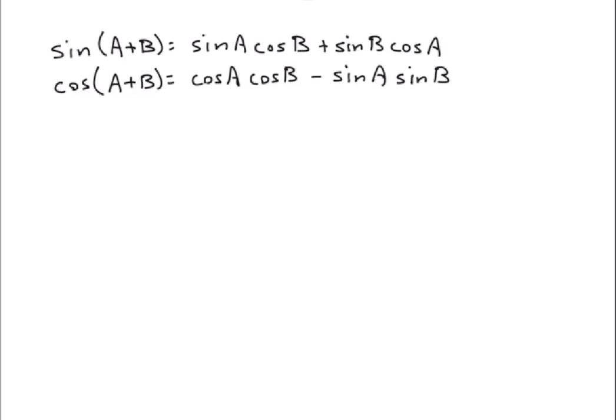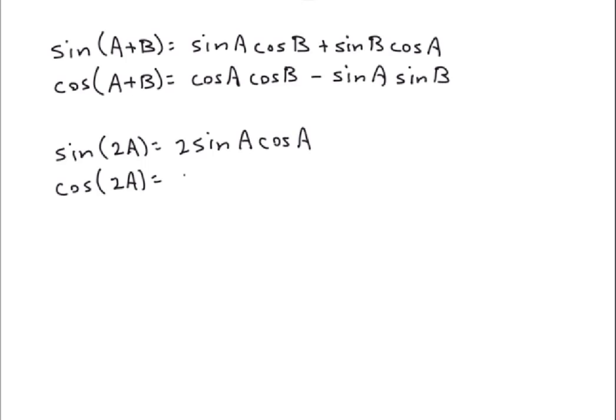And then also we have our double angle formulas. Sine of 2A is 2 sine A cosine A. And cosine of 2A is going to be cosine squared A minus sine squared A.